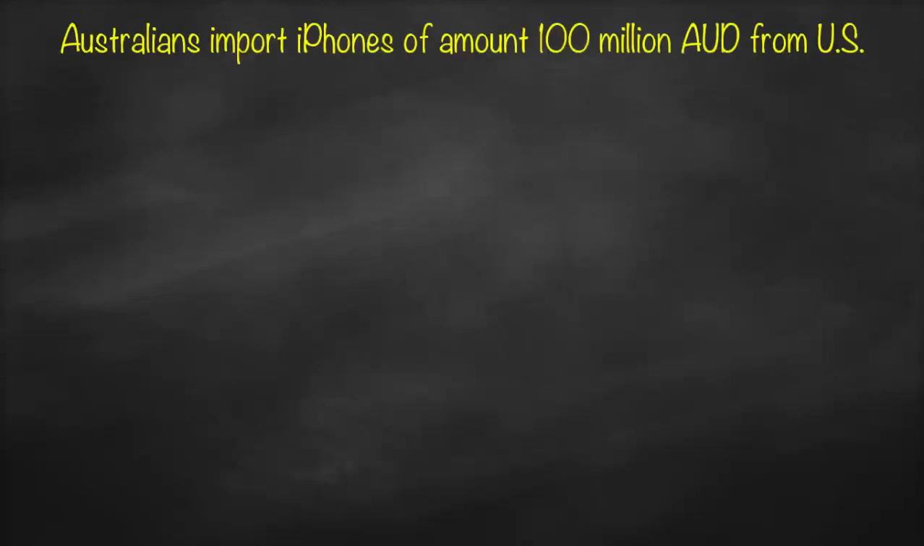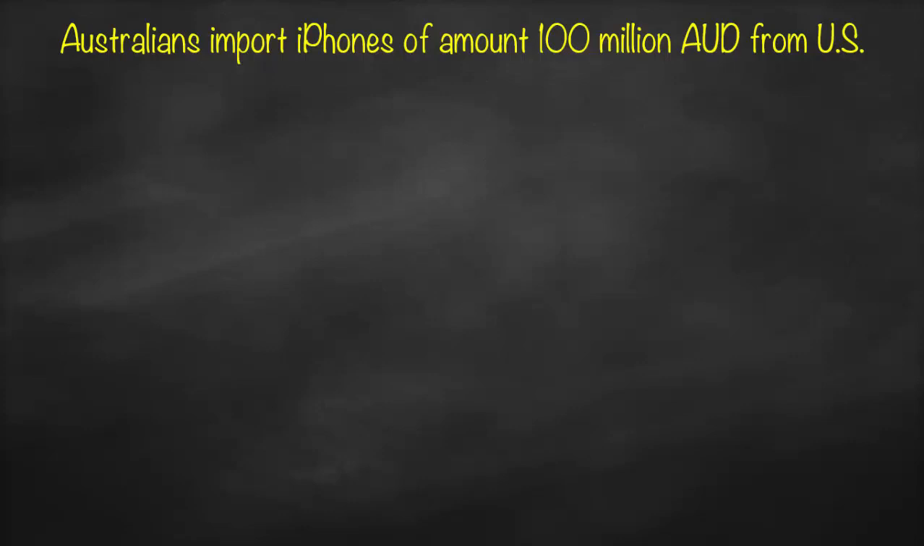This is an example of balance of payment. Let's assume that we have the following transaction. Australians import iPhones of amount 100 million Australian dollars from United States. Therefore, this is considered an international transaction, so I will report it under my balance of payment.